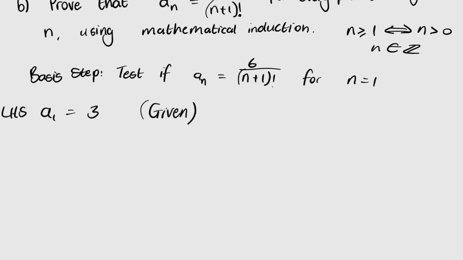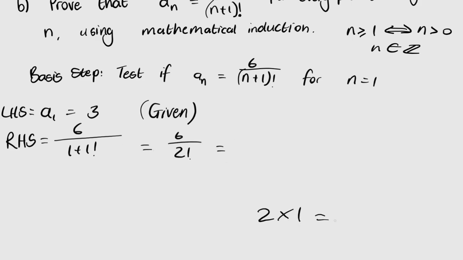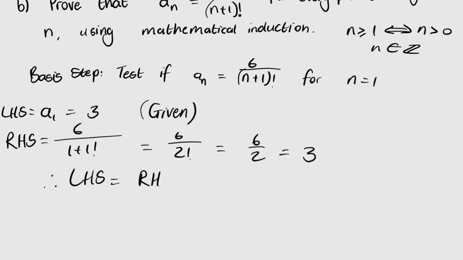Then that's the left hand side, sorry. The right hand side is equal to 6 over 1 plus 1 factorial. That's 2 factorial, 6 over 2 factorial. But we know 2 factorial is equal to 2 times 1, that's just 2. So we can say 6 over 2, that's equal to 3. Cool, therefore the left hand side is equal to the right hand side. Therefore, it is true for n equals 1.